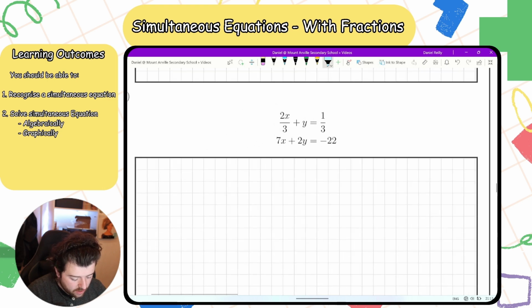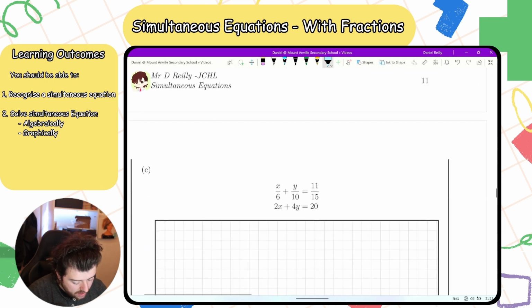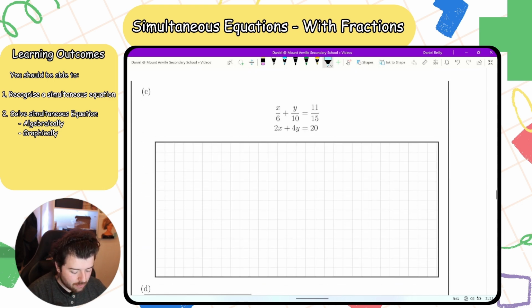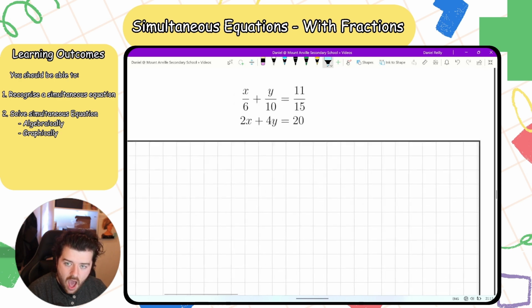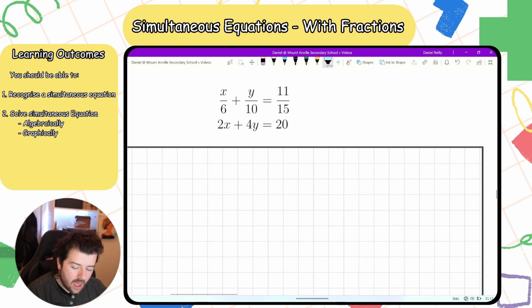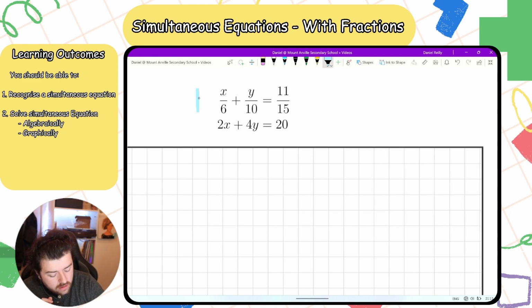Right, so let's have a look at this one right here. So I have, this is a bit tricky now. x over 6 plus y over 10 equals 11 over 15. That's my equation 1. Equation 2 is going to be equal to 2x plus 4y equals 20.